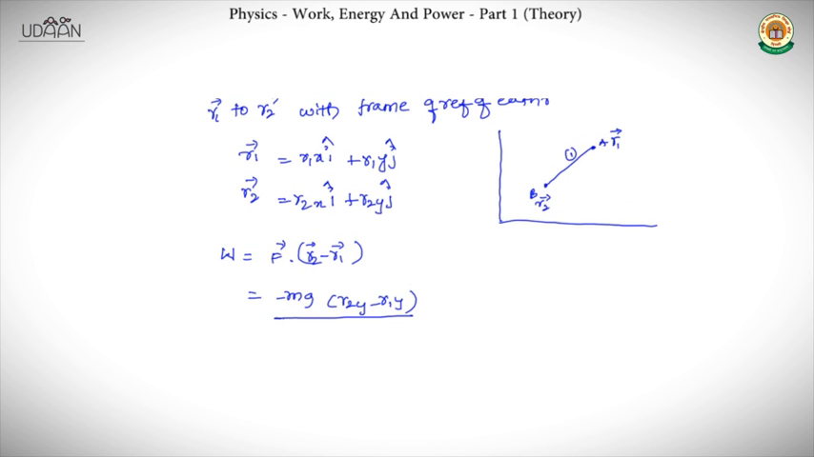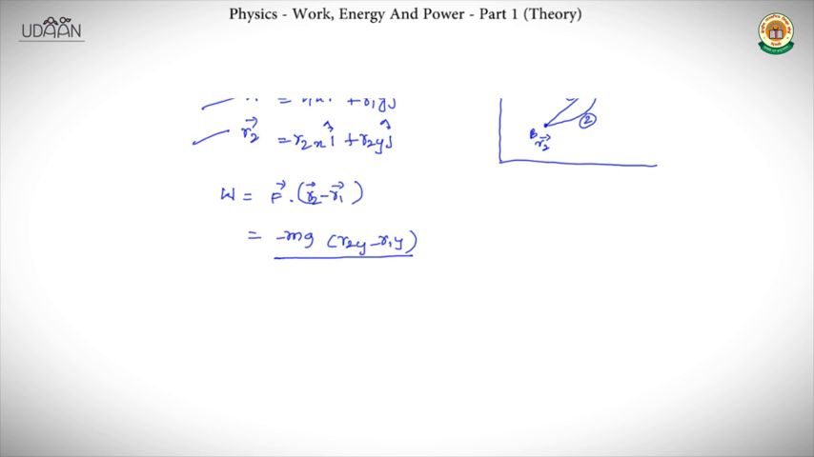If the particle has been moved from the point A to B, not in path 1 but in path 2, here also we will be considering the initial and final positions of the particle. So it basically depends on the initial and final positions of the body irrespective of the path travelled. And from this equation we can generalize this as work done by conservative forces will always be equal to the negative of mg (r2y minus r1y).